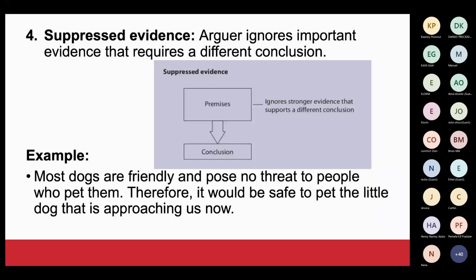If it's the most, then there are some who pose what? A threat, which has been ignored. And because it is ignored, this conclusion has been arrived at. So it makes it what? A fallacy. If he had considered the stronger evidence or the next strongest evidence, this conclusion wouldn't have been stated.